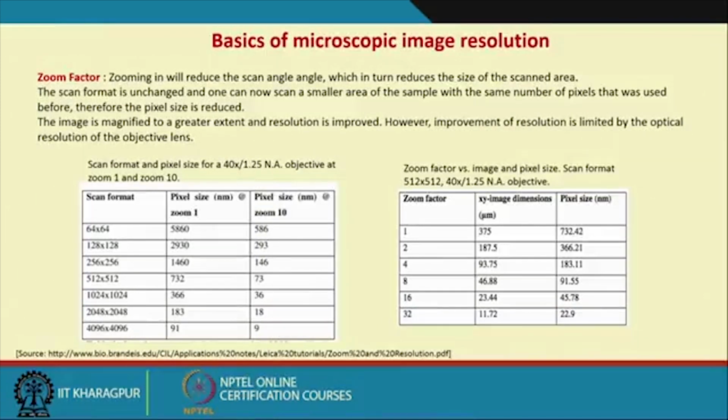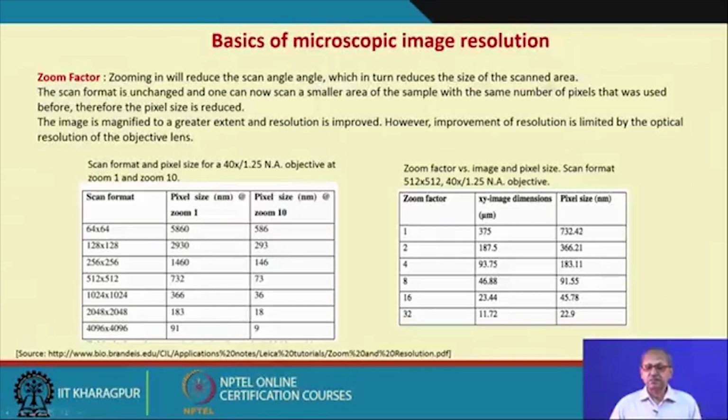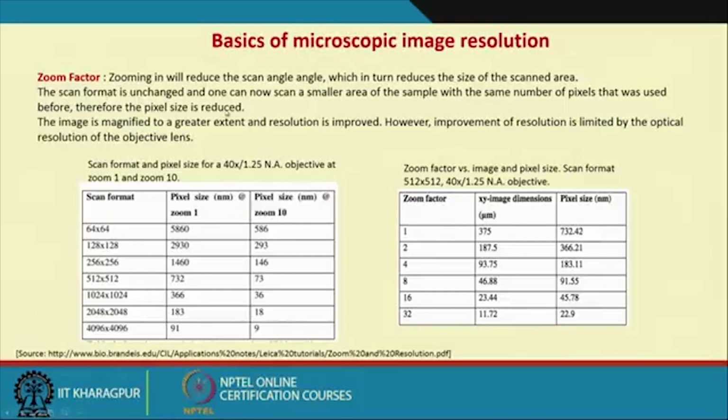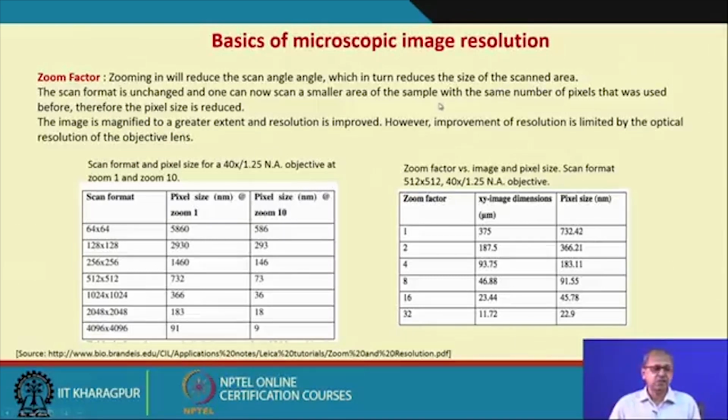Then we come to the zoom factor. How will the zoom factor play a role? Zooming will reduce the scan angle, which in turn reduces the size of the scanned area. The scan format is unchanged, and one can now scan a smaller area of the sample with the same number of pixels that was used before, therefore pixel size is reduced.